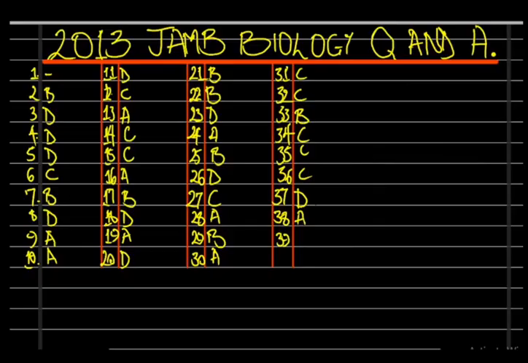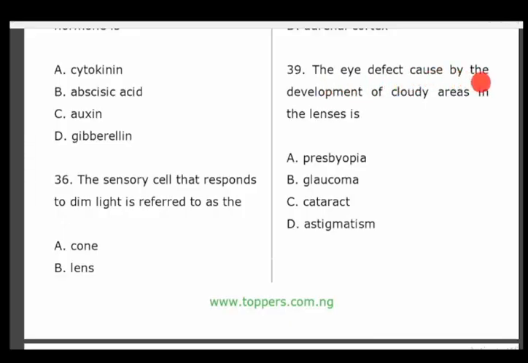And then we go to 39. The eye defect caused by the development of cloudy areas in the lens is A, presbyopia, B, glaucoma, C, cataract, and D, astigmatism. These are all different types of eye defects, but they all have different causes and different characteristics. So let us quickly look at a couple of these eye defects.